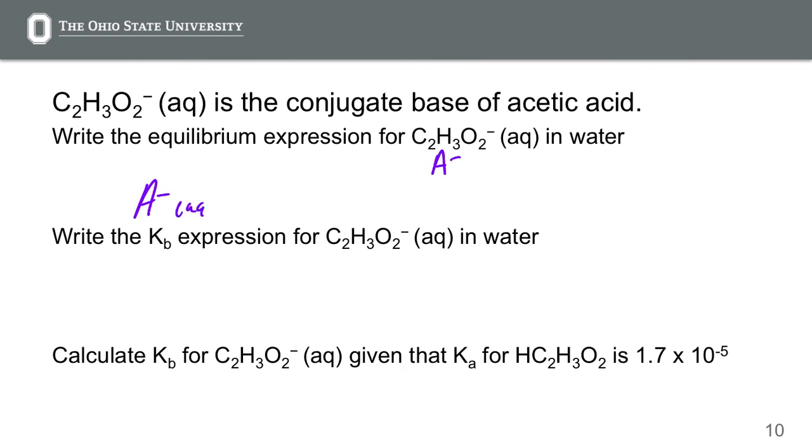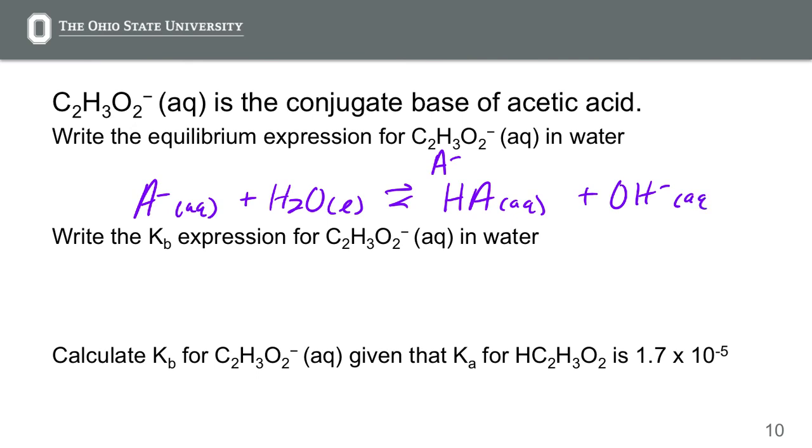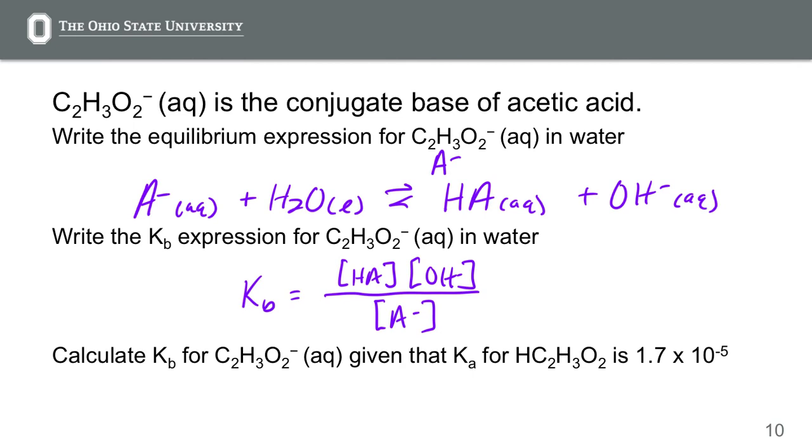We have A minus. We're going to write out our equilibrium expression. A minus plus water, H2O, in equilibrium with HA plus OH minus. And so for this, our Kb expression, again, Kb because acetate ion is a base, Kb is equal to the concentration of HA times the concentration of OH minus over A minus.